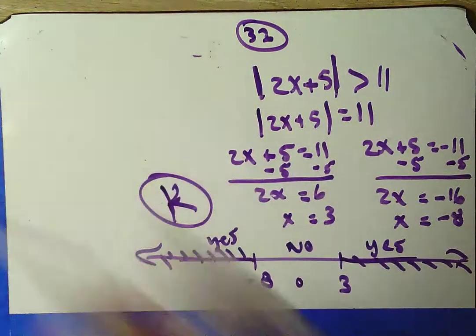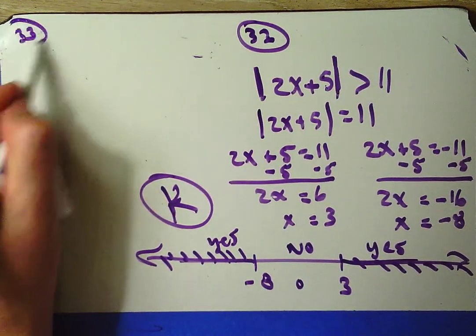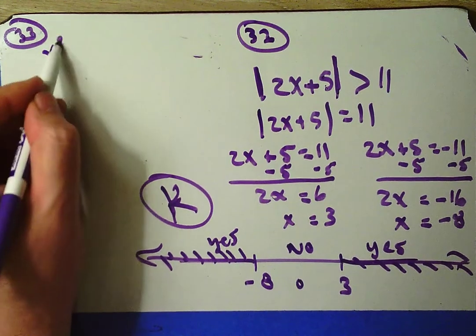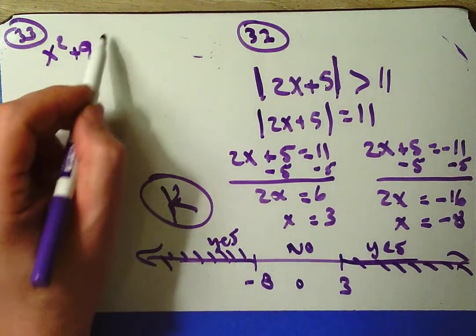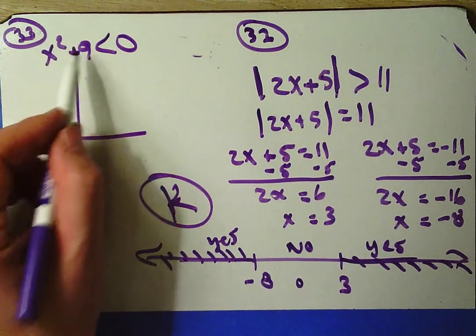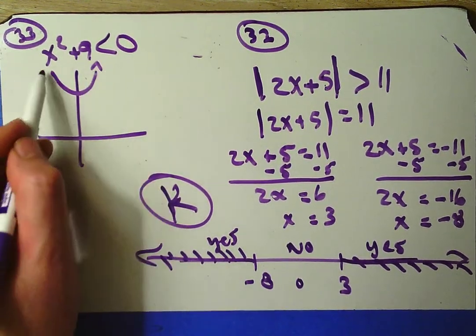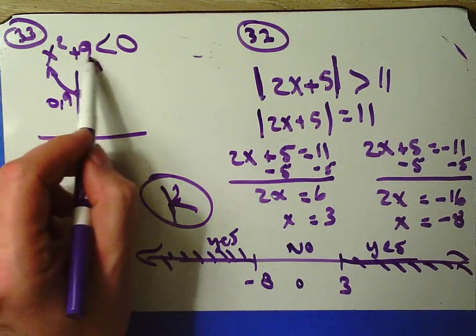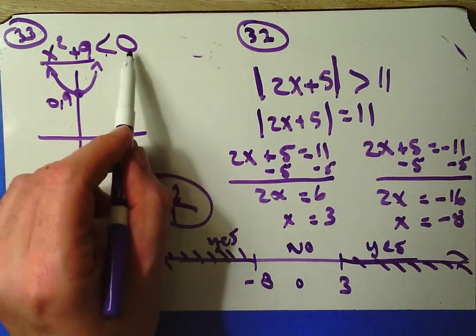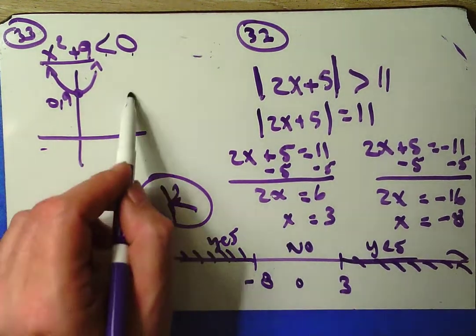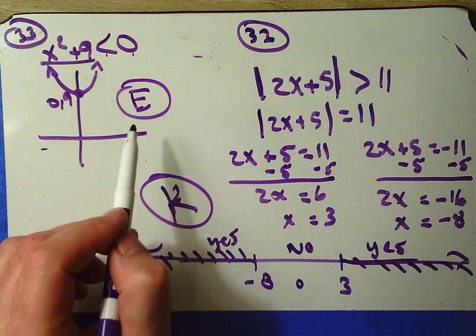Okay, we're down to our last few problems. Problem number 33 says, for what values is x squared plus 9 less than 0? Again, I think about this graphically. I think about this x squared graph shifted up 9. And we're asking the question, when is this graph below the x-axis? Well, the graph is never below the x-axis. So my answer is E.